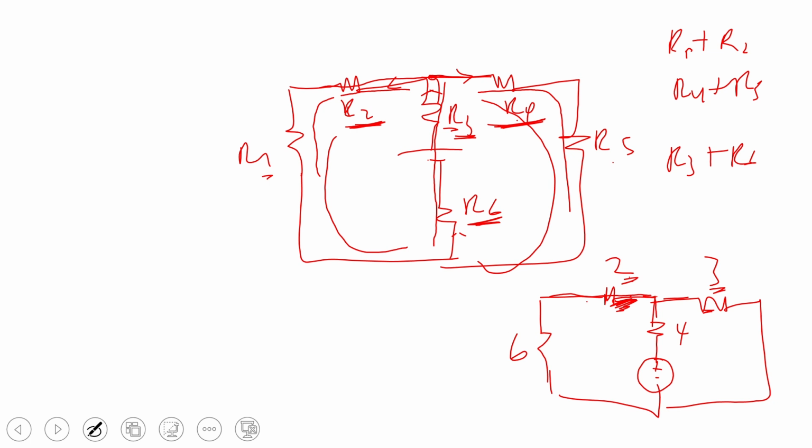Let's check if these 2 and these 4 are in series. The current that passes through these 2, when it gets here, is split. So 2 and 4 are also not in series. But let's try to check 6 and 2. The current that passes through the 6, the same current passes through these 2. So these 2 and these 6 are in series.